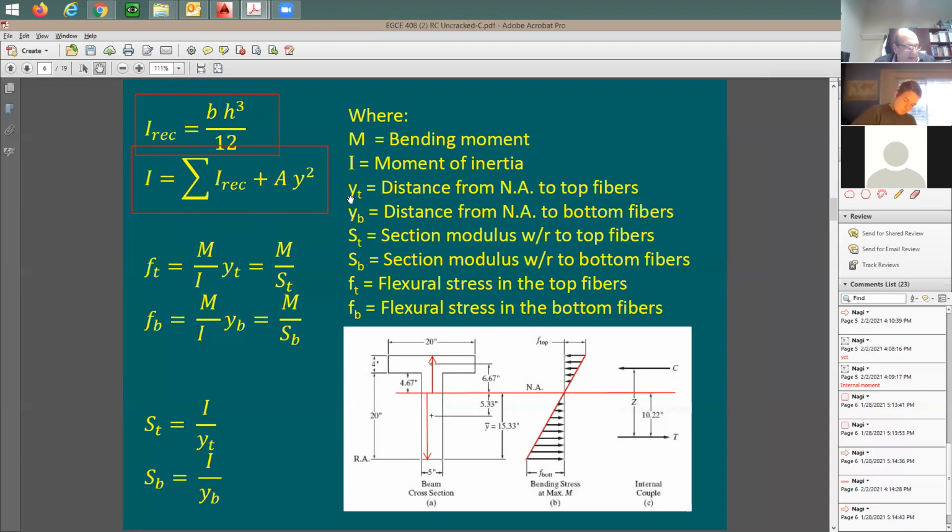I'd like to hear from people now. Do you guys need something? Any help with this, like an example on how to do the moment of inertia? Yes, please. Okay, no problem. We'll do that.